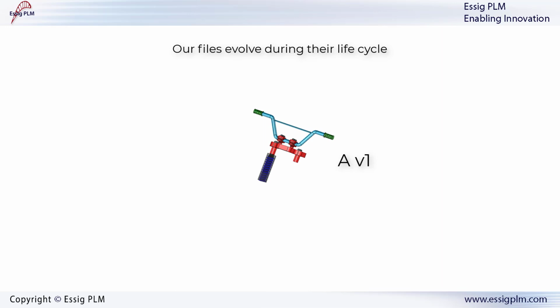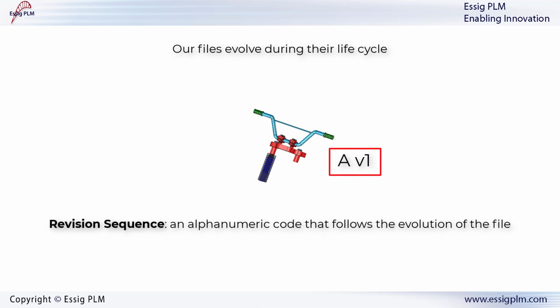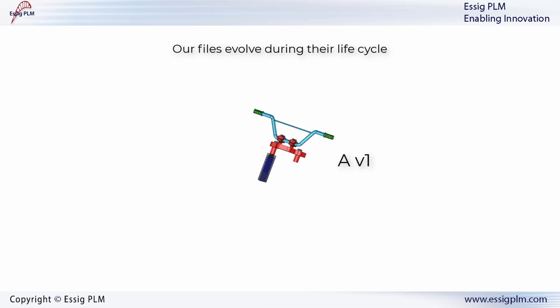Our files, like CAD parts, documents, and drawings, can be modified during their lifetime. For this reason, when an object is first injected into Nexa, it is automatically assigned a revision sequence that depends on its class. This sequence will allow us to understand the evolution of the object, quickly trace older versions, and understand when major changes have happened.